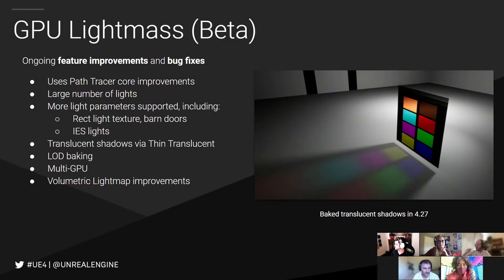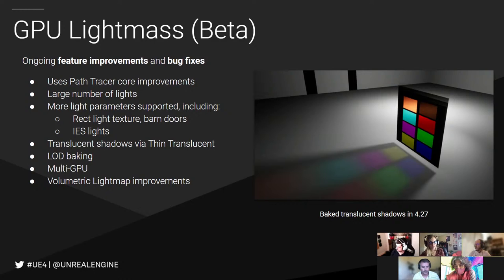Next slide. Related to the path tracer, I just want to say a few words about GPU Lightmass. This is our GPU accelerated light baking solution. One of the key improvements here was to bring all the improvements we made to the path tracer into this mode as well. So GPU Lightmass is essentially running the same code as the path tracer. It's just a bit simplified because it's designed just for baking diffuse illumination. But it benefits from all the other improvements we've made, like supporting all the light features, like rect light textures, barn doors, IES profiles, things like that, that are now supported in the path tracer are also working in GPU Lightmass.